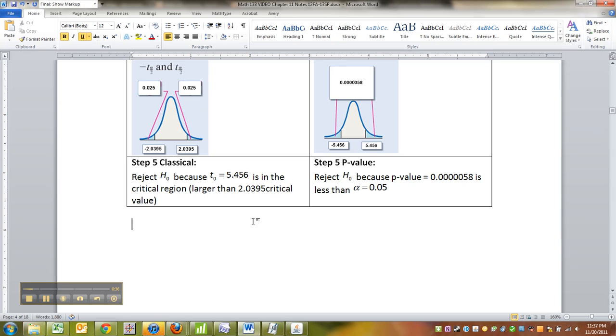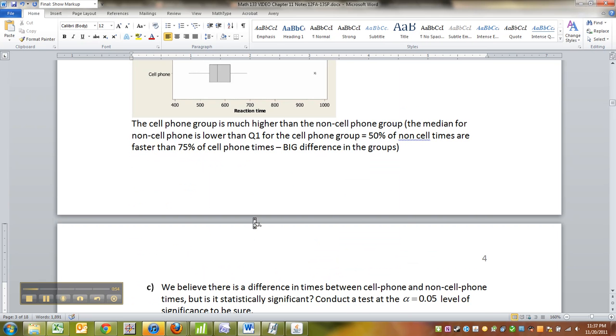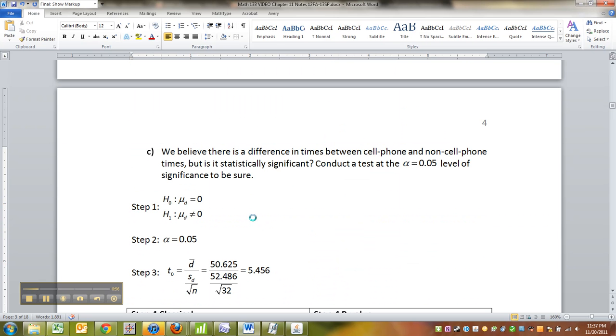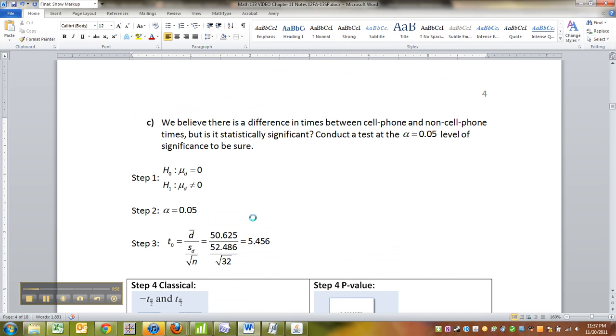Okay. So all we got left is step 6. There is sufficient evidence to support the claim that there's a large difference between cell phone and non-cell phone times. Right there.